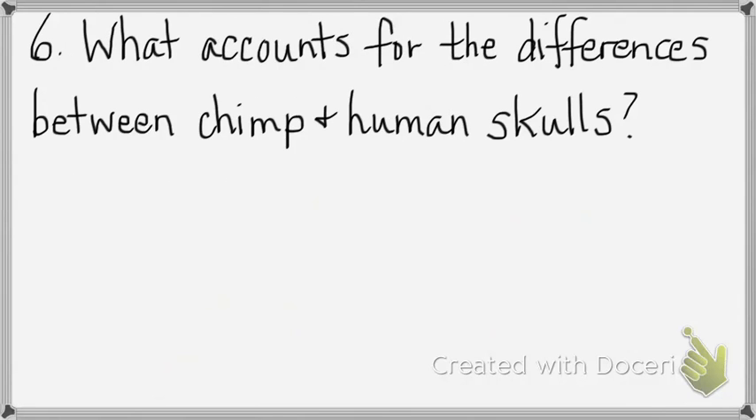Page 158. Page 158 are the skulls. I want 2 reasons why our skulls differ from chimpanzee skulls. Diet. They're mostly herbivores. We're omnivores. Brain size. Very good. We have huge brains.